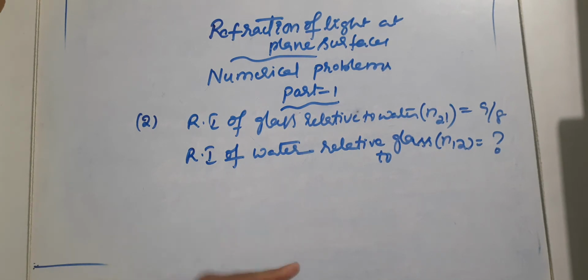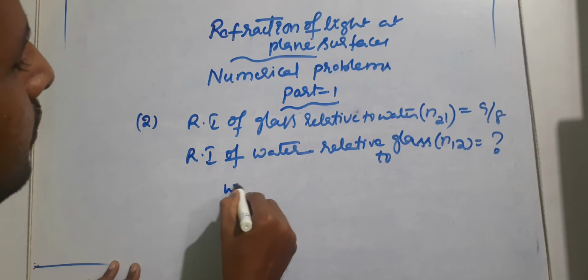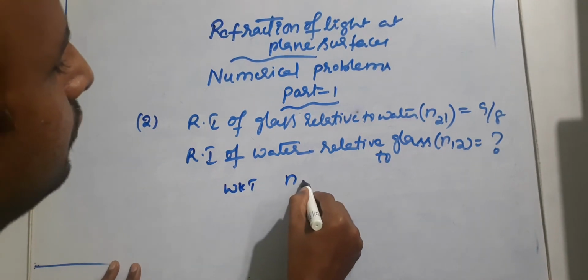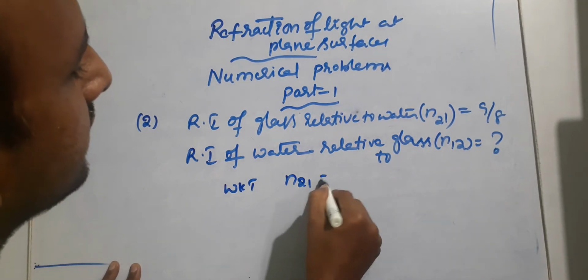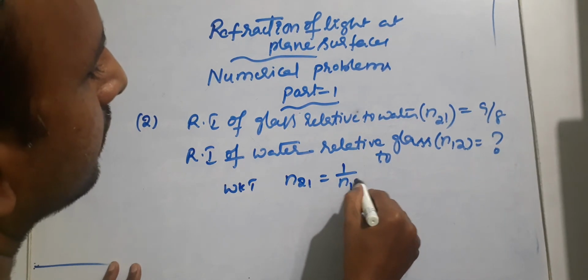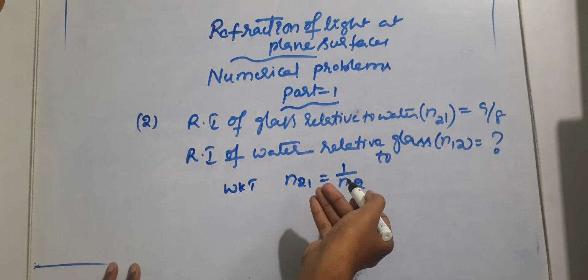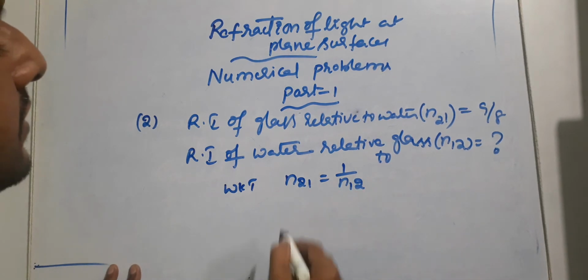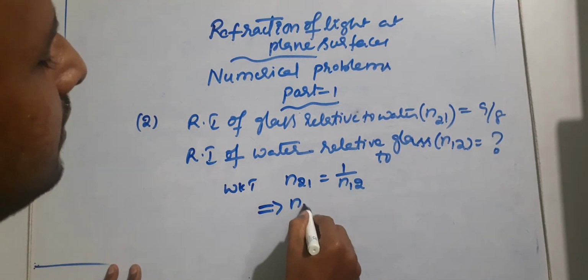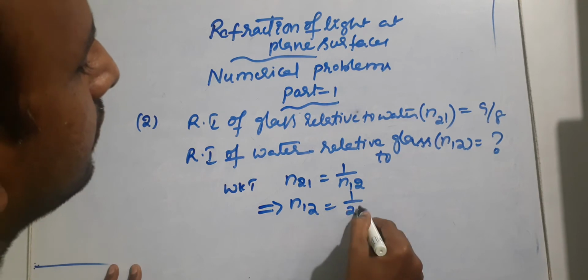Derivation: the relation between N21 and N12 in the relative refractive index topic. So we know that N21 is equal to 1 by N12. This derivation is there in the previous video. The video name is relative refractive index. This implies N12 is equal to 1 by N21.